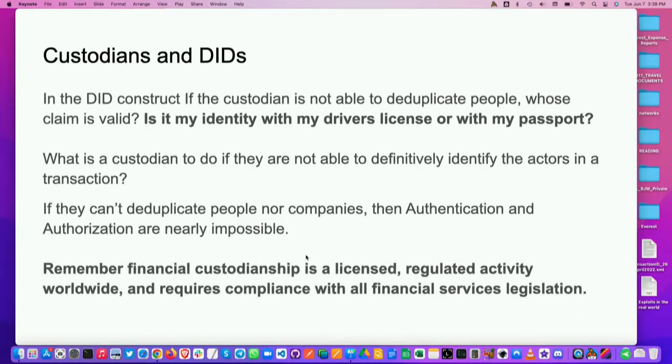Remember, financial custodianship is a licensed, regulated activity worldwide and requires compliance with all of the financial services legislation. What about identity custodianship? Have you ever even seen a law that deals with identity custodianship? I haven't.